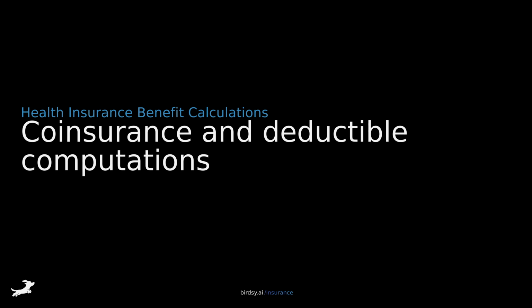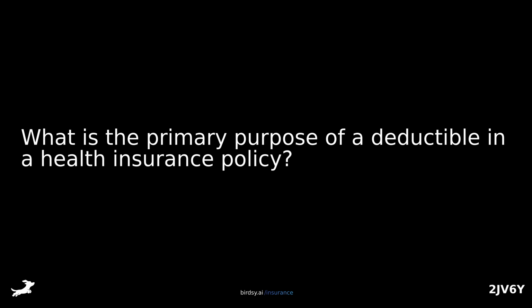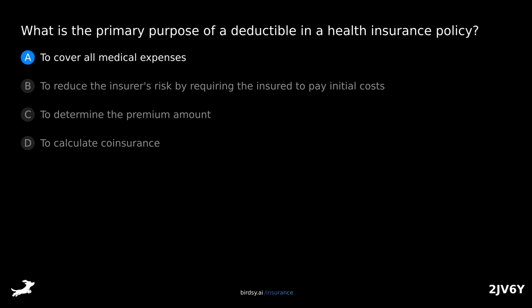Health insurance benefit calculations. Coinsurance and deductible computations. What is the primary purpose of a deductible in a health insurance policy? Is it A, to cover all medical expenses, B, to reduce the insurer's risk by requiring the insured to pay initial costs, C, to determine the premium amount, or D, to calculate coinsurance? The answer is B, to reduce the insurer's risk by requiring the insured to pay initial costs.